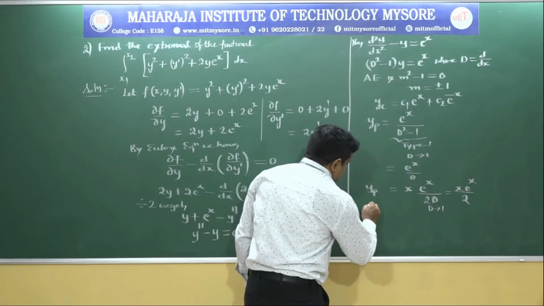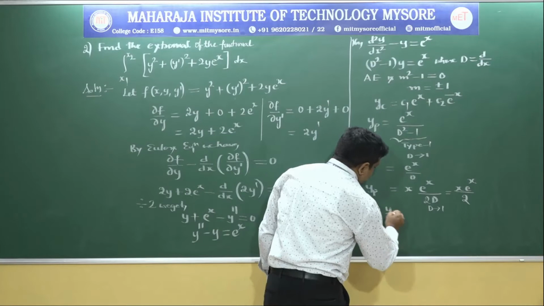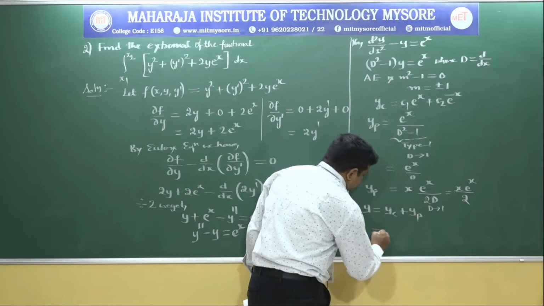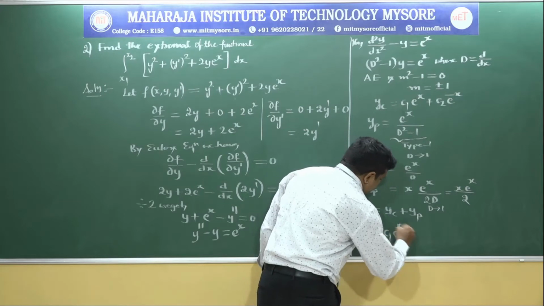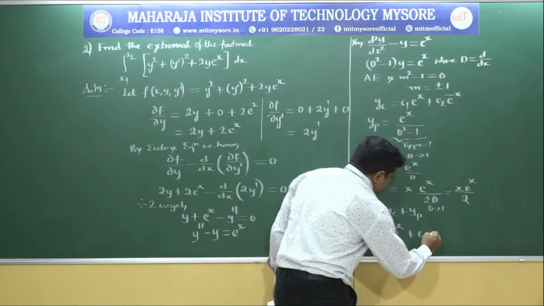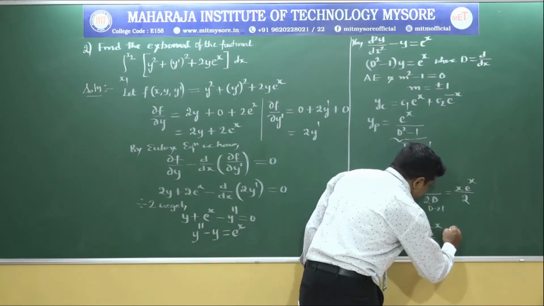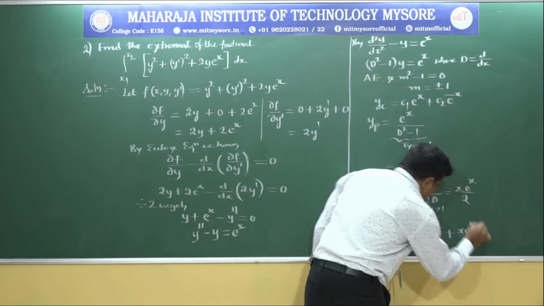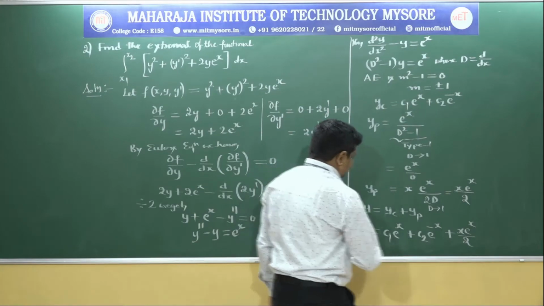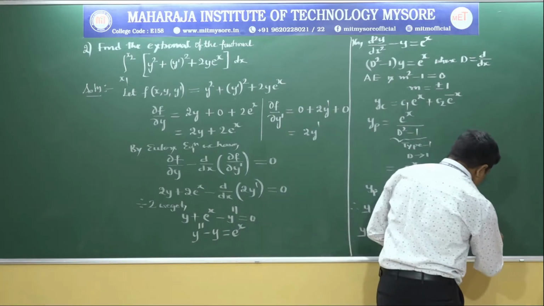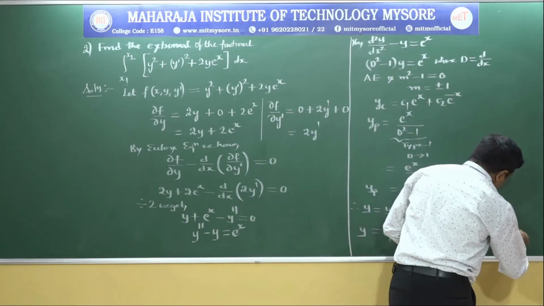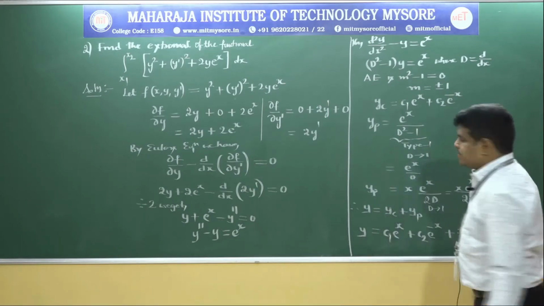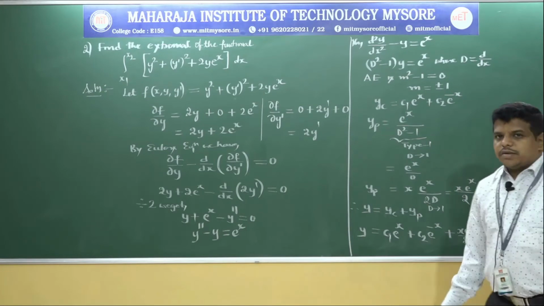Therefore, the complete solution is y equals yc plus yp. Here yc is c1 e power x plus c2 e power minus x, and yp is x e power x divided by 2. This is your y. This is the required extremal. This is the second problem.